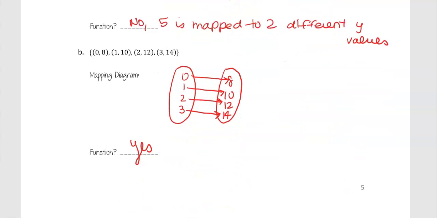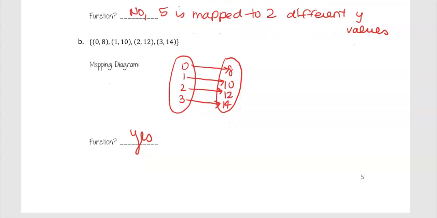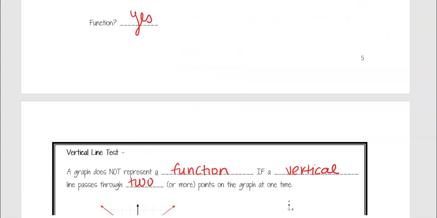Okay, and then let's check out B here. Everything's drawn, the x's, the y's. The arrows go from the points. Yes, it's a function. Every x value goes to exactly one y value.